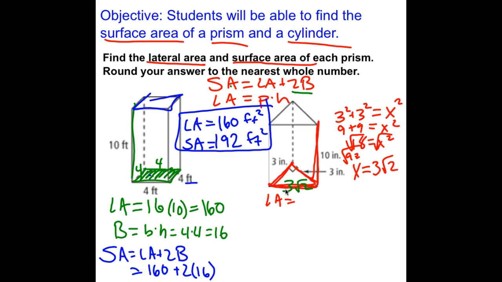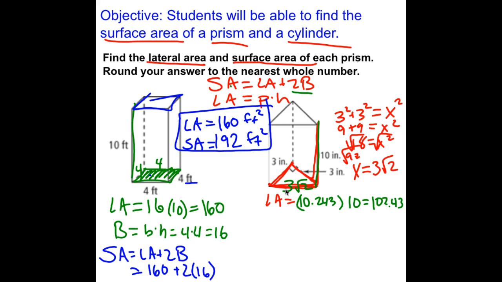Now that we have that third side, which is 3 root 2, we can find the perimeter of that base by adding up all those sides. We'll go 3 plus 3 plus 3 root 2. I'm doing this on my calculator, and I get that perimeter to be about 10.243. Now we're going to multiply that by the height of 10, and we get a lateral area of about 102.43.